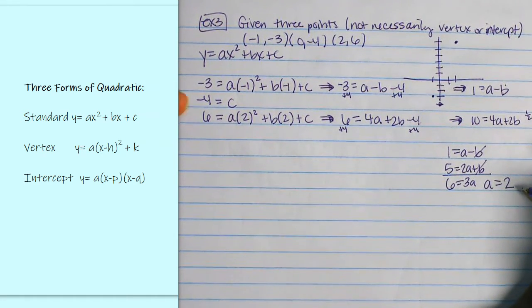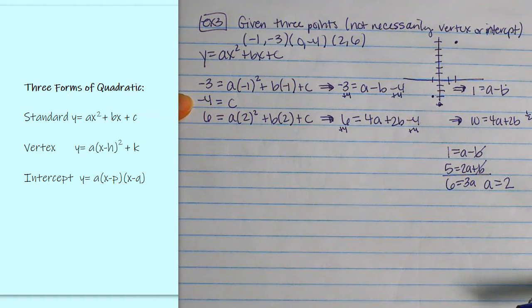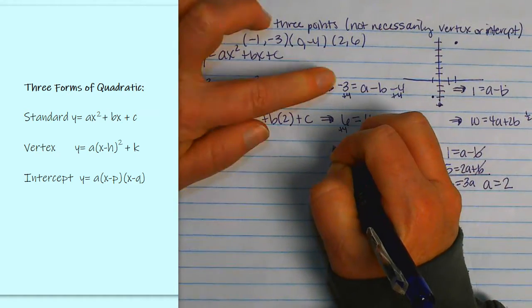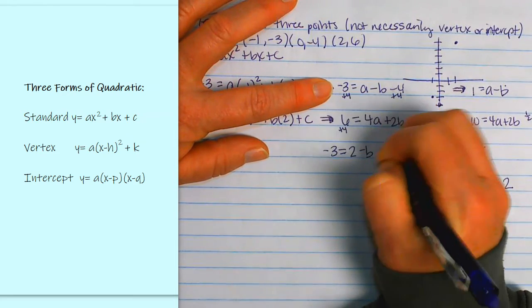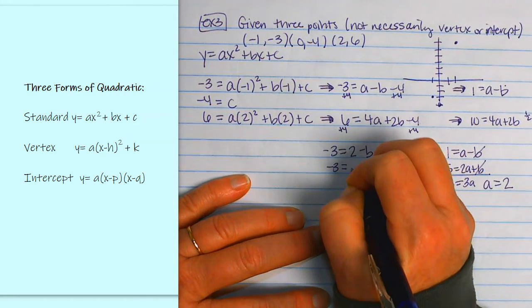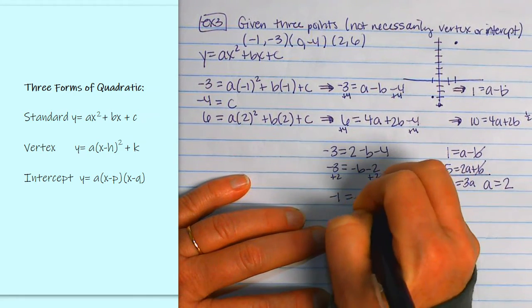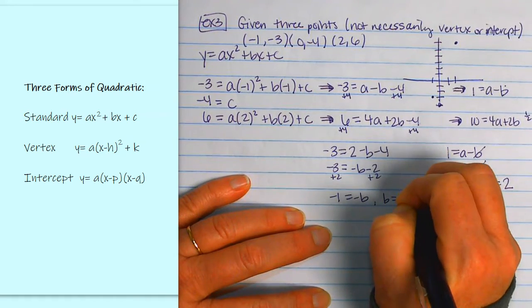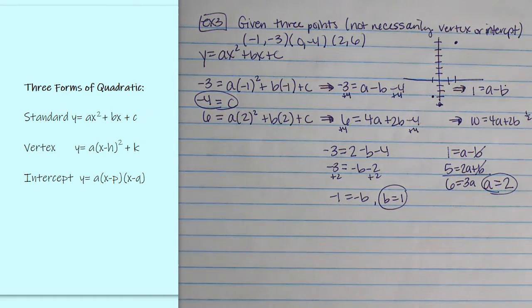If a equals 2 and c equals -4, I can plug into one of my equations and figure out what b is. So here we go. I'm going to use this equation. -3 equals a, which is 2, minus b minus 4. I have -3 equals -b minus 2. Add 2 to both sides. -1 equals -b, so b must equal 1. And now I have a, b, and c, and we can rewrite the equation so that we have y equals 2x squared.